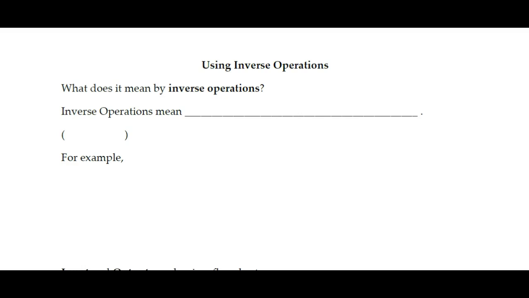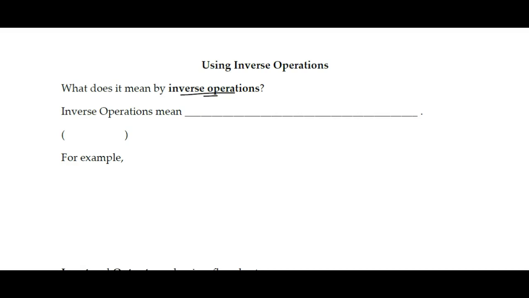In today's lesson, we are going to learn about using inverse operations. Now, in this lesson, I'm going to be asking you a few questions. So at any point, if you need some time to think, pause the video, have a think about it, and then play the video again to check if your answer is correct. So let's get started. What does it mean by inverse operations?